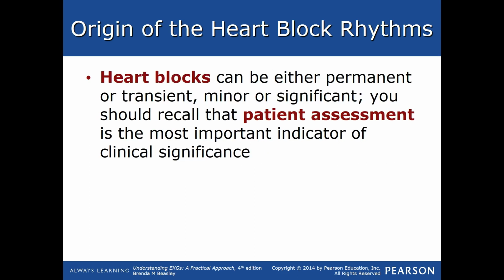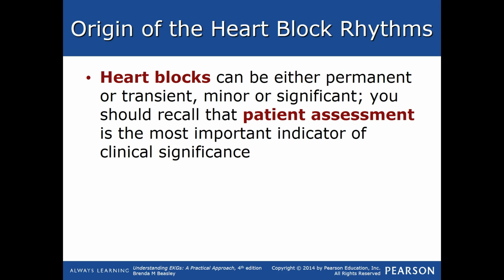So they can either be permanent or transient, minor or significant. Sometimes you may have a patient, especially in a reperfusion rhythm, say someone that had just gotten over an MI, or if you're transferring someone that had thrombolytics given to them and their heart's starting to reperfuse, you'll see all kinds of wacky stuff. You may get a heart block for 15, 20 seconds, just a few beats even, and then it moves on to another rhythm. So that's what we mean by transient.